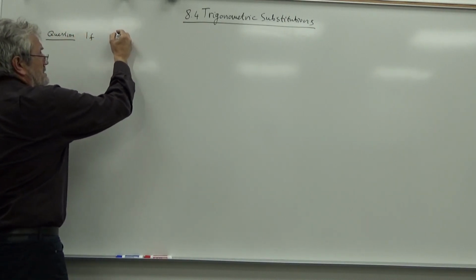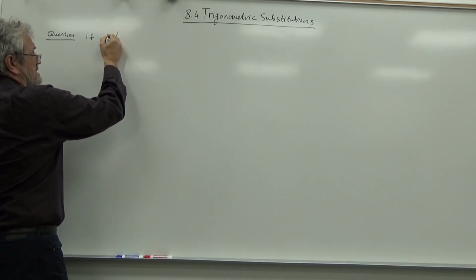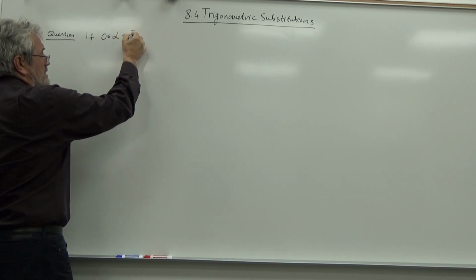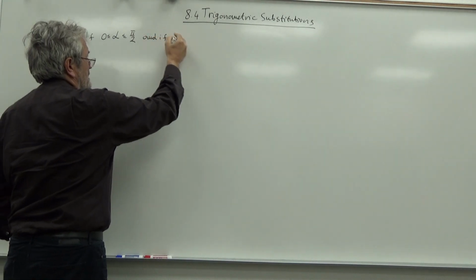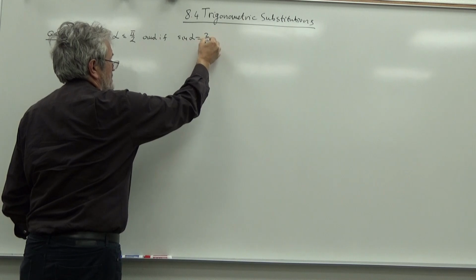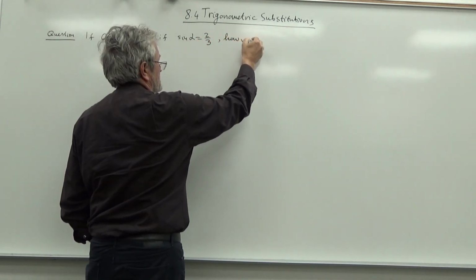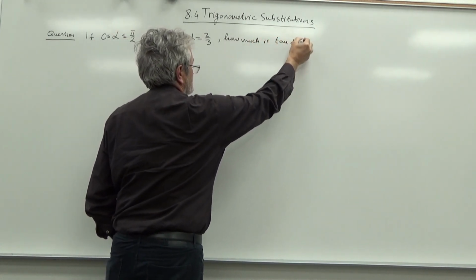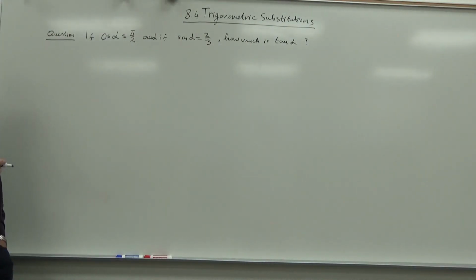If alpha is an angle that's between 0 and pi over 2, that means in the first quadrant, and if sine alpha equals 2/3, how much is tan alpha? Or calculate tan alpha.